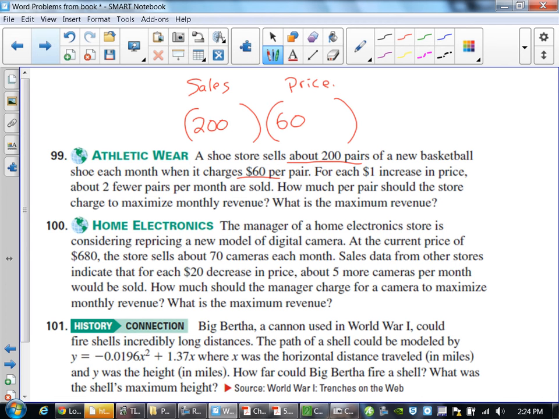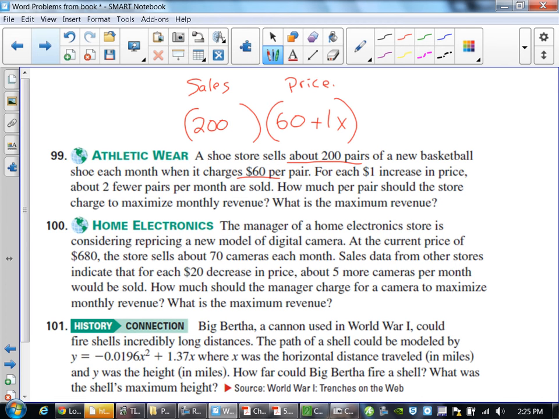Now, for each $1 increment in price, if I add $1 to the price, I'm throwing the value of X in there, because if I wanted to add $3, 3 would be my value of X. So then my new sales price would be 63.